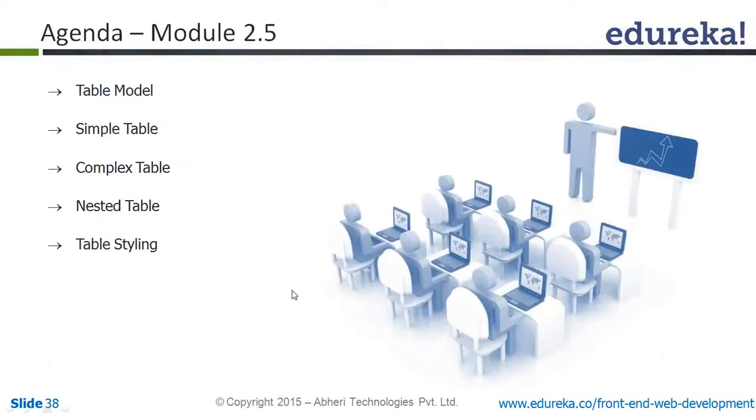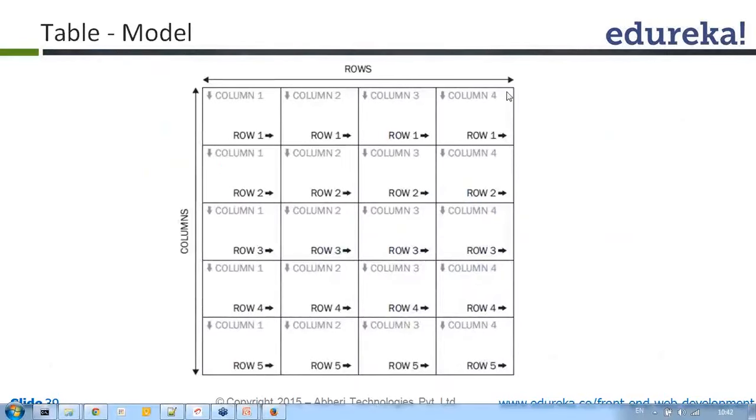Yeah, so that completes the ordered and unordered list. Let's look at how to create tables. So tables, you can have very simple tables or complex tables. You can nest tables one inside the other. Just like you can style an unordered list, you can style tables as well. So the table model is like this.